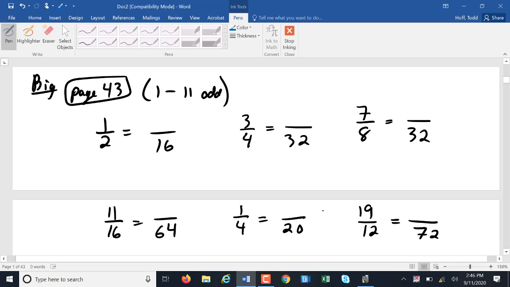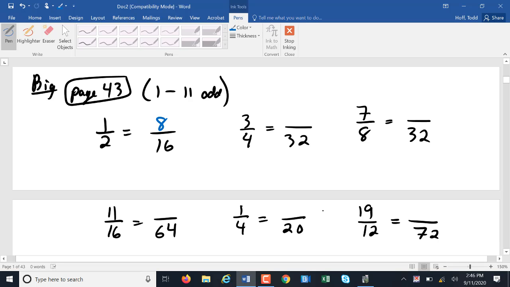Some of you are still working, and that's fine. It's about half of you are done. So let's go over what you have done so far. If yours are a little different than mine, let me know, because my book is a little bit different edition than yours. So 1/2 becomes how many sixteenths?